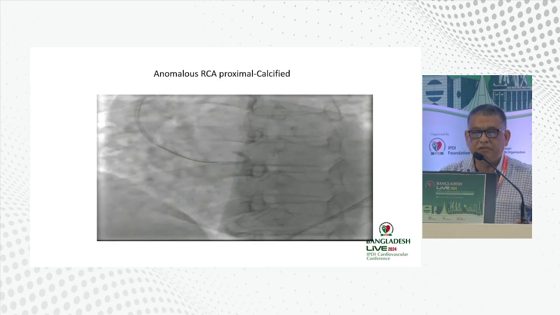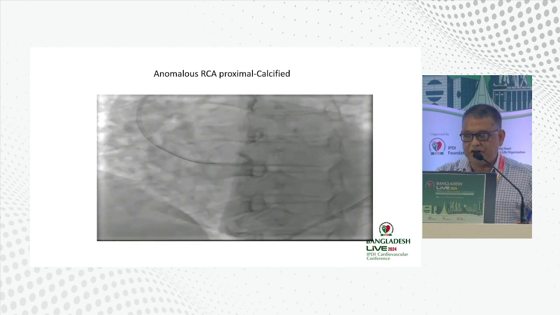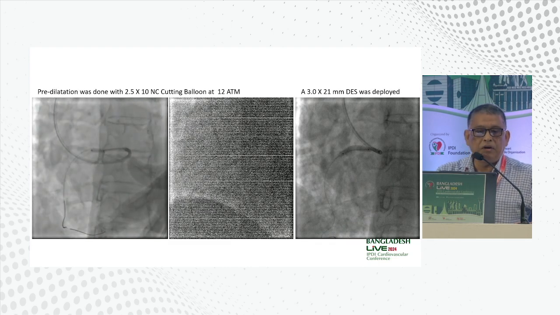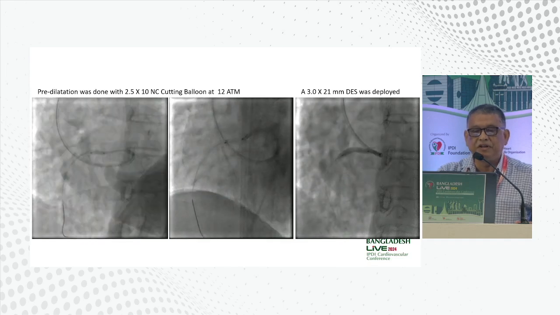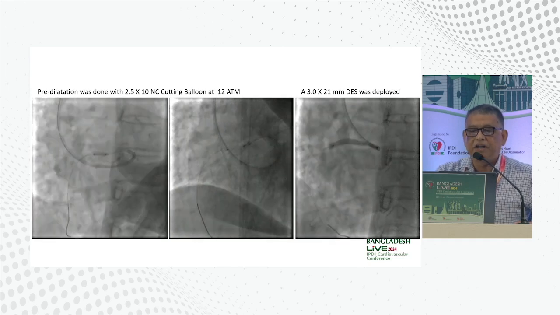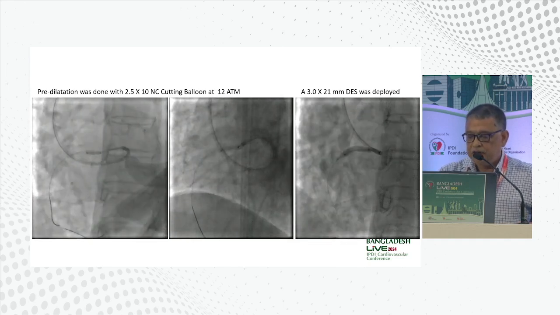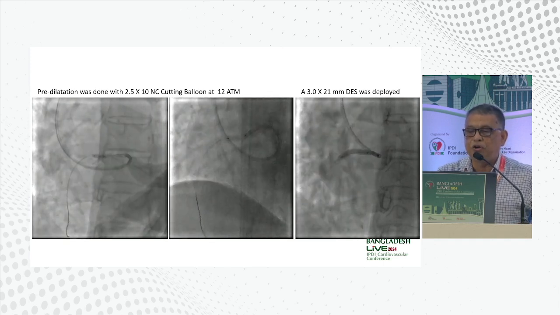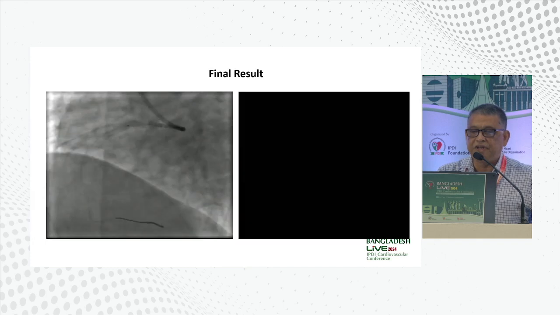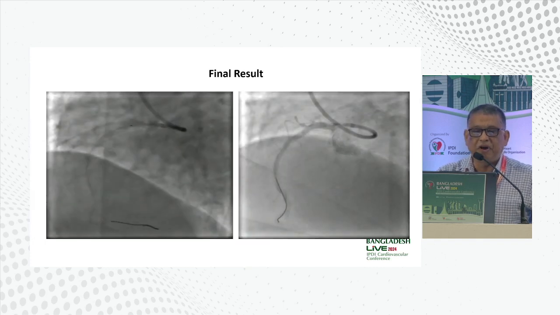This is a case where there is an ostioproximal lesion with an anomalous RCA calcified lesion. Wiring done, and the pre-dilatation was done with a 2.5 into 10 millimeter NC cutting balloon, dilated up to 12 atmosphere. Then a 3 into 21 millimeter drug-eluting stent was deployed from the ostia of the anomalous RCA, and this is the final result.